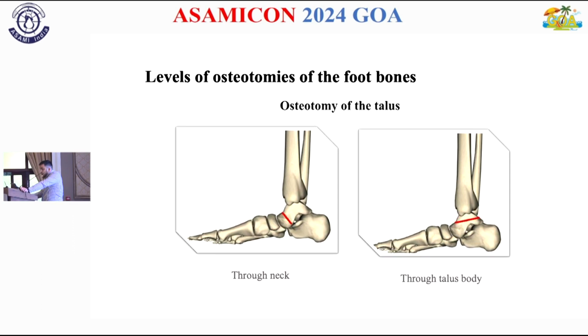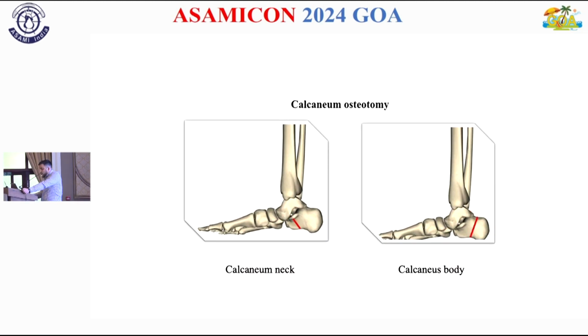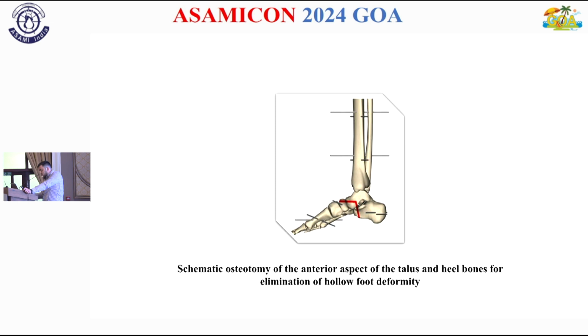On the next slides, levels of osteotomies of the foot bones. For example, osteotomy of the talus neck, like in that picture, and talus body osteotomy. Especially we used this technique in cases with some deformities, deformity correction of the ankle joint. Variants of the calcaneum osteotomy: calcaneum neck osteotomy, calcaneus body osteotomy, and a variant of the figure osteotomy, like V-shape osteotomy, a variant of osteotomy of the hind foot bones.